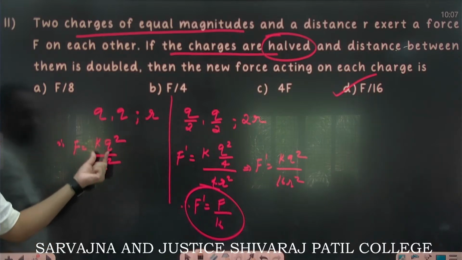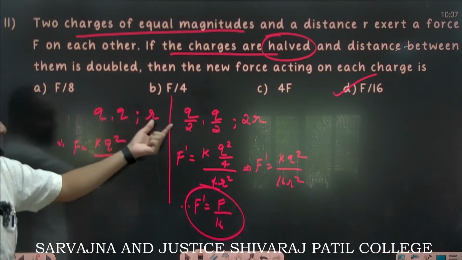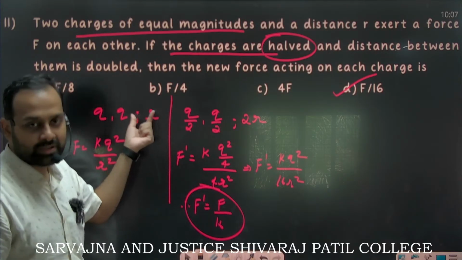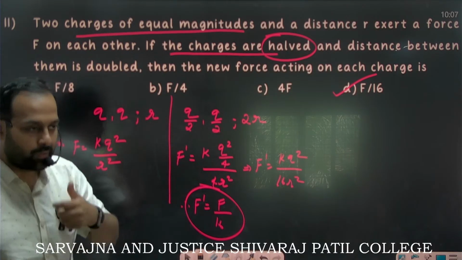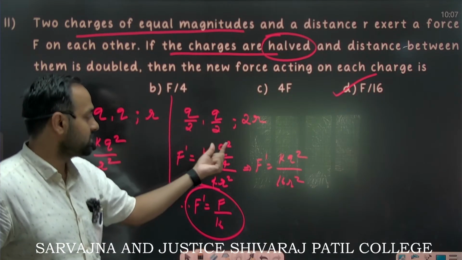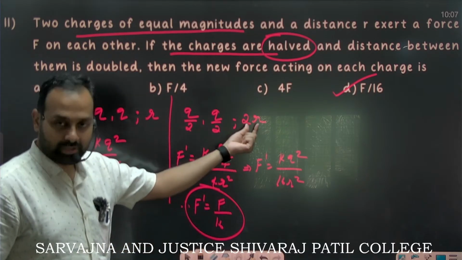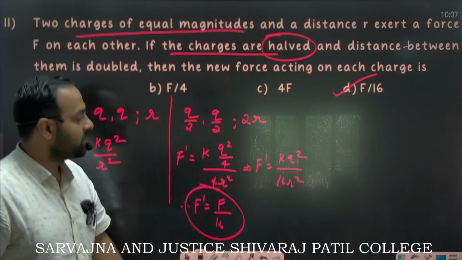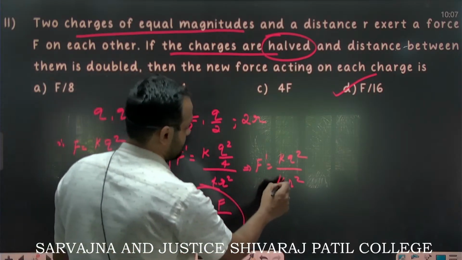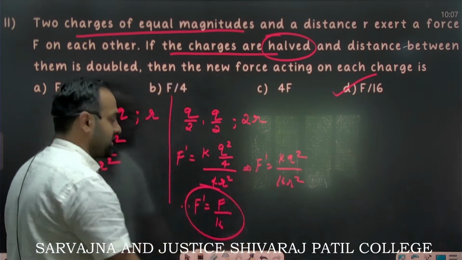What happens to F, k q square by r square? Now we have made the charge half, q becomes q by 2, and the distance between them we have increased to 2r. Now the new force will become what? k into q by 2 into q by 2 is q square by 4, divided by 2r whole square, which is 4r square. So this 4 and 4 will multiply, we'll get 16 r square. So F dash is equal to k q square by 16 r square.